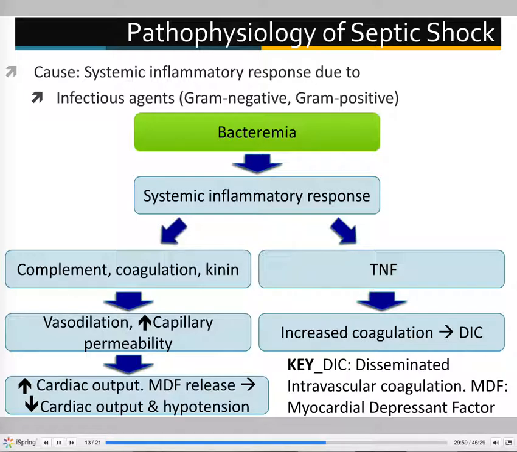With septic shock, you have different phases. You have a warm shock phase. That's the first phase, and you have cold shock. The warm shock phase is characterized by a high cardiac output and low peripheral vascular resistance.